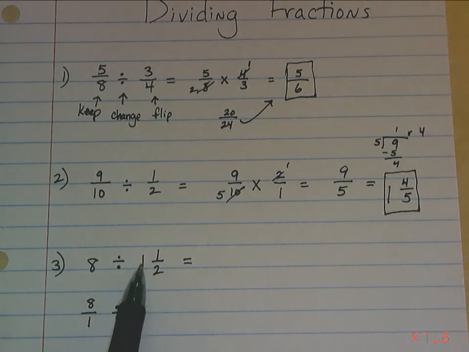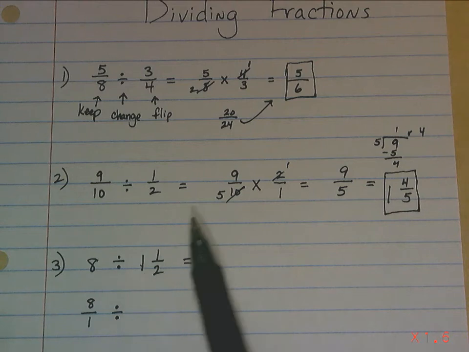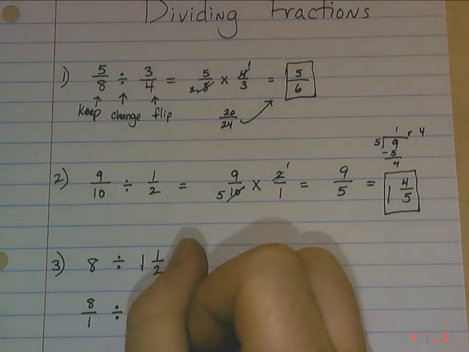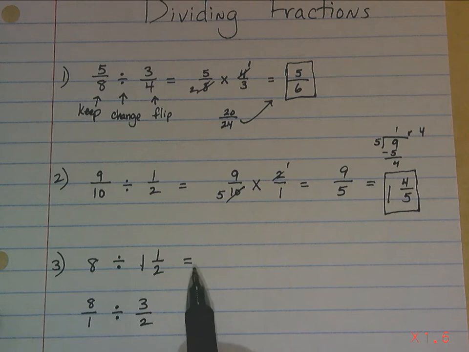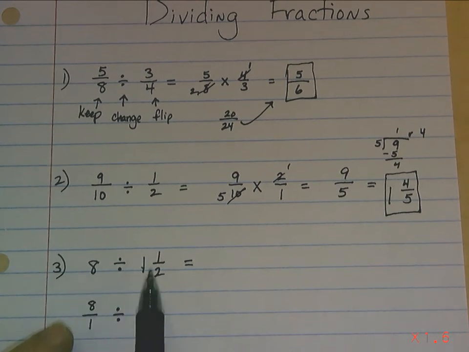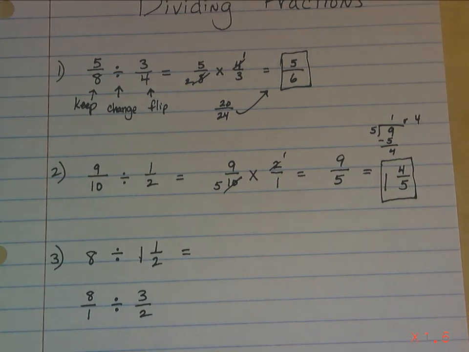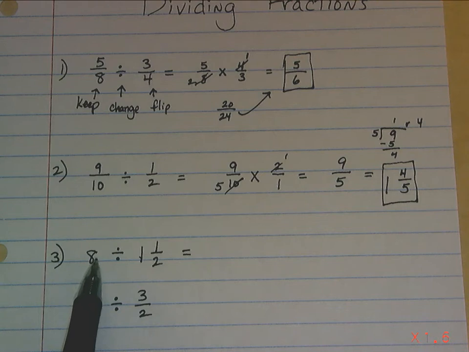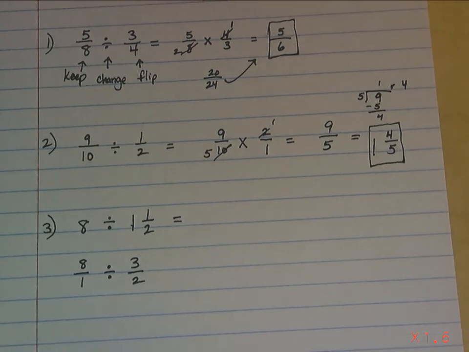So 2 times 1 is 2. 2 plus 1 is 3. So 3 over 2. It's important that you change both of those before you do the keep, change, flip. You don't want to change that and do the keep, change, flip all at the same time. It's too complex. You can make a mistake. It's much easier to just rewrite the whole number over 1, rewrite the mixed number as an improper fraction, and then rewrite it one more time with keep, change, flip.